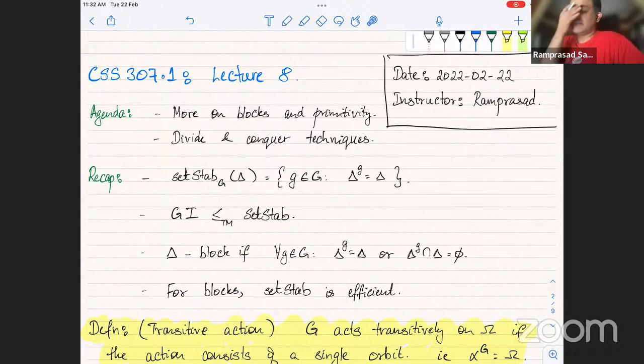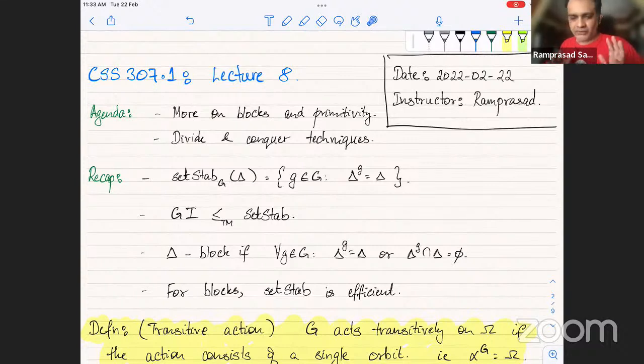Okay, so this is lecture 8 of Algebra and Computation, and today's lecture is going to be the last lecture on group theory, part 1 of this course. And I've broadly divided the lecture into 2 parts, where the first part is I just want to complete a few things about blocks and in general what is known as primitivity, which I'll define soon. And we discussed a few computational tasks involving blocks inside a group action. So that's what I'll do first.